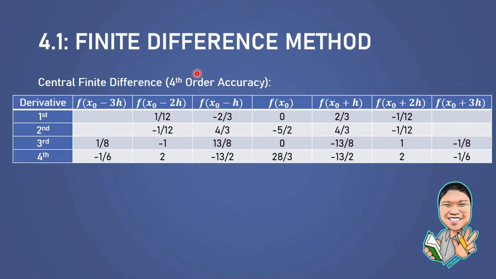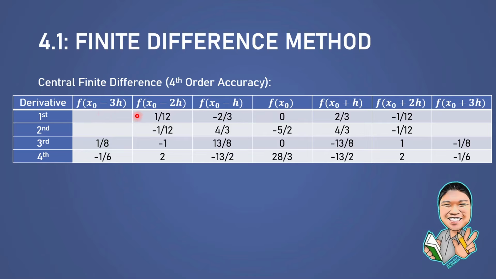And lastly, for the central finite difference, ito mas mataas yung accuracy niya, fourth order. Ibig sabihin, kung central ang gagamitin nyo daw, mas accurate yung makukuha nyong approximation. Yun lang yung ibig sabihin ng order of accuracy. Pero dito, di ba, naka-central siya. Balance siya kung titingnan nyo.